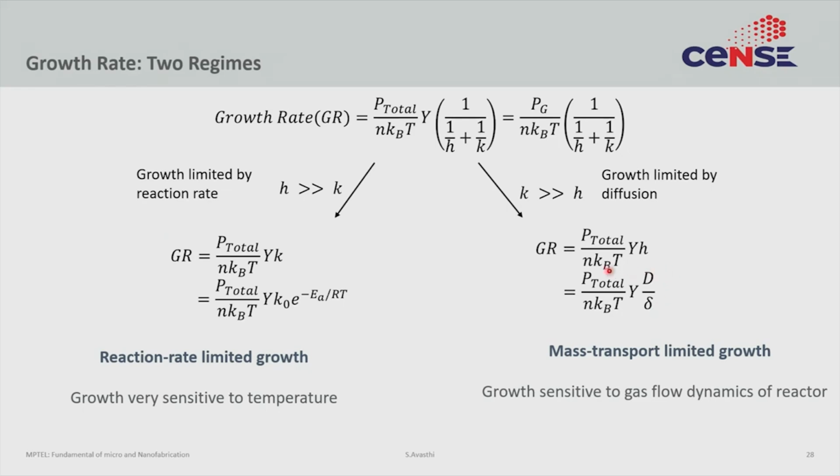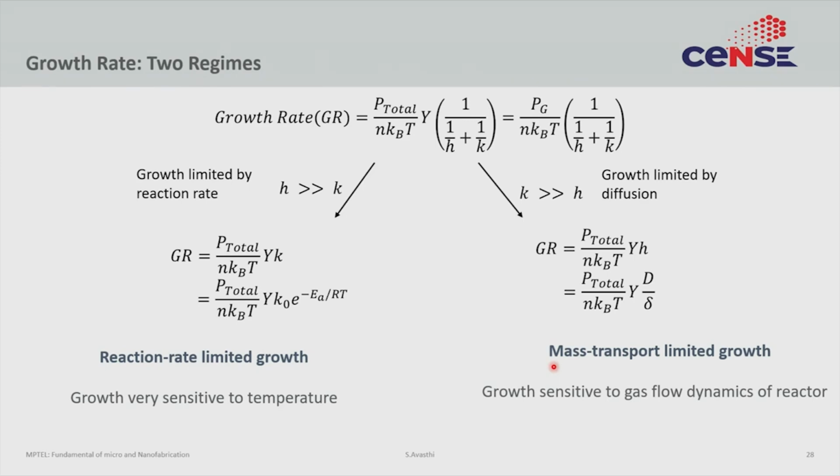Now, if you look at this expression, you see that it is once again proportional to pressure, but is much more weakly dependent on temperature. Its dependence on temperature only comes because of this T and some dependence on D and some dependence on delta. All of these are polynomial. So, unlike the reaction rate limited regime, the mass transport limited regime is much more insensitive to temperature.